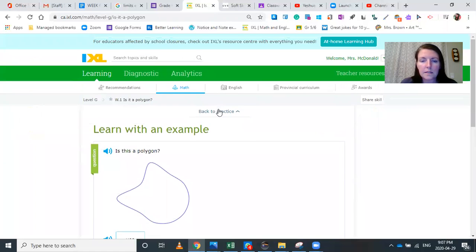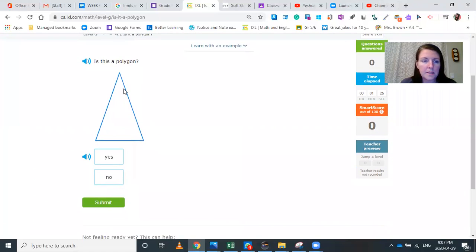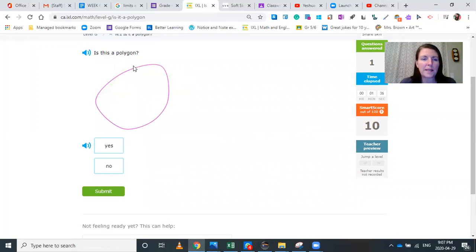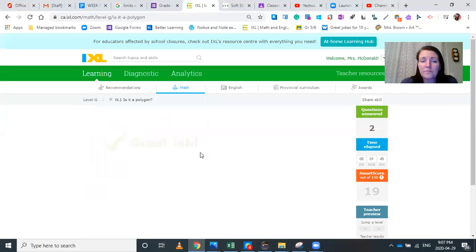Okay, so let's go back and try a few options here. Is this a polygon? Is it a closed shape? Yes. Does it have straight sides? Yes. Therefore, yes, it is a polygon. Let's look at this one. Is this a polygon? Is it closed? Yes. Does it have straight sides? No. If either one of those is not there, then it's not a polygon.